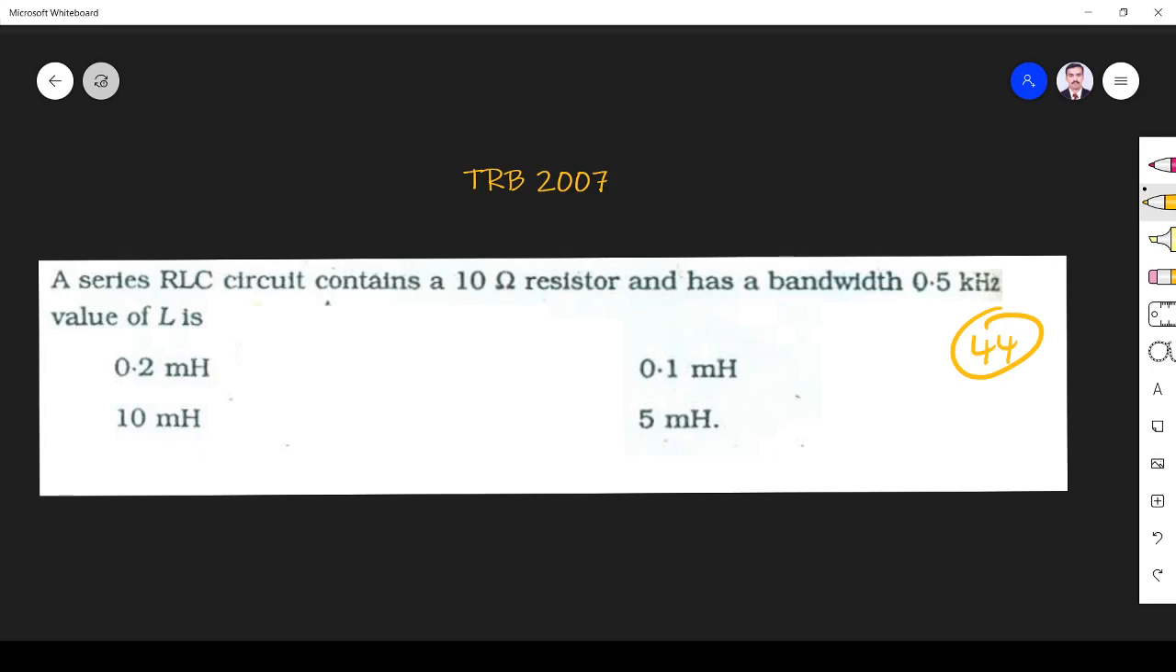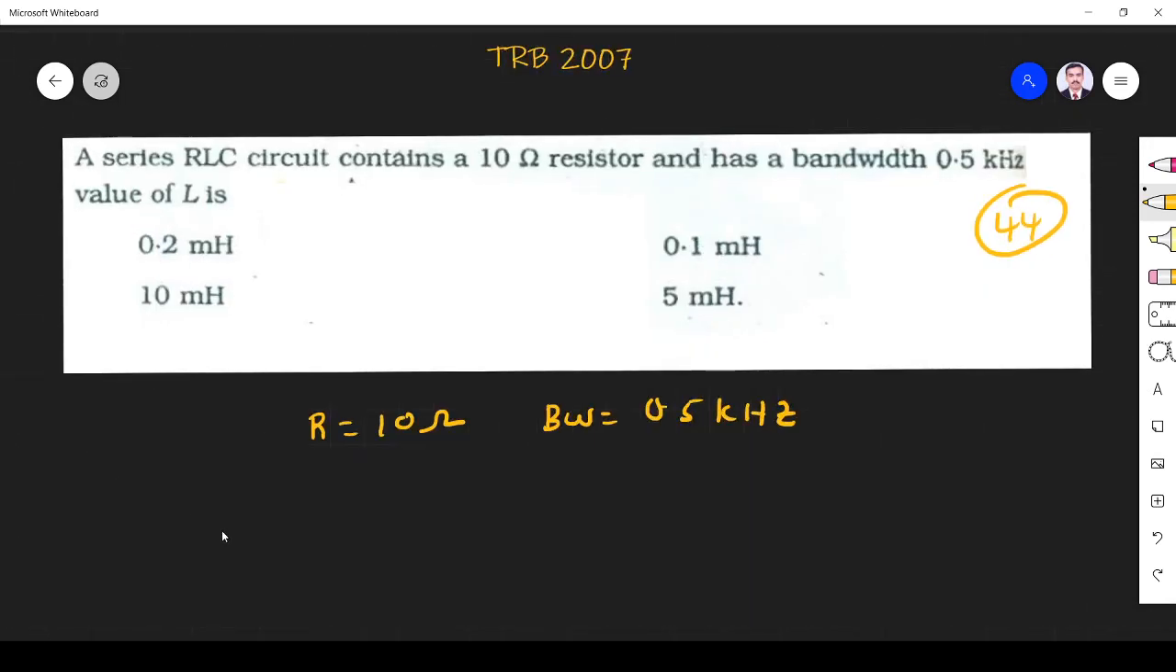So the next question is, a series RLC circuit contains a 10 ohm resistor and a bandwidth of 0.5 kilohertz. What is the value of L? R they have given as 10 ohm, bandwidth 0.5 kilohertz. We know the relationship between bandwidth and R, L in a series RLC circuit is given by bandwidth is equal to R by L. This implies L is equal to R by bandwidth.